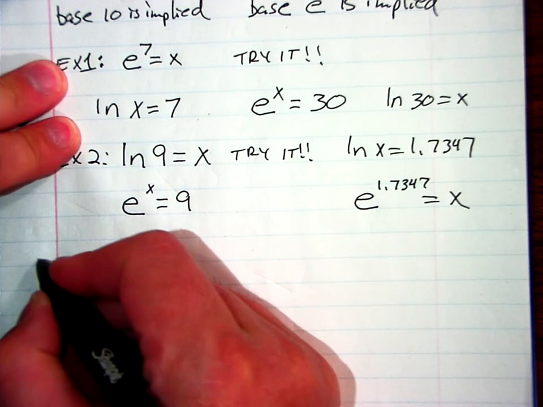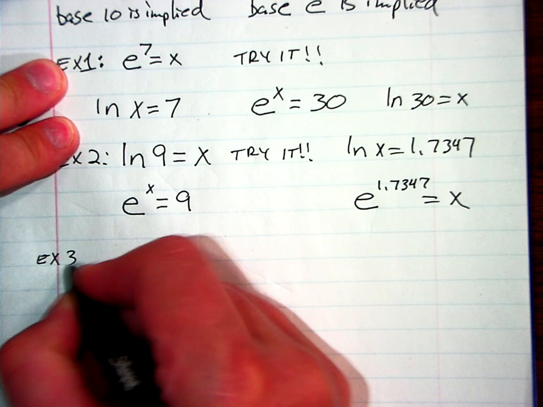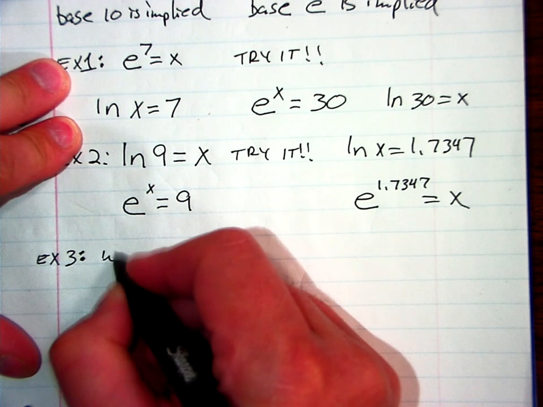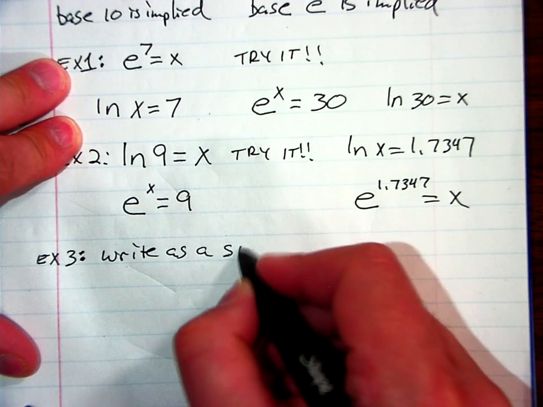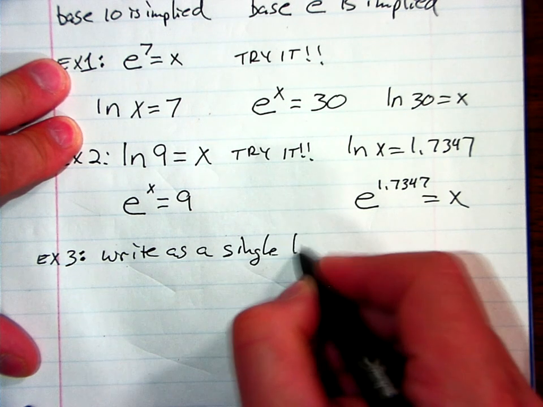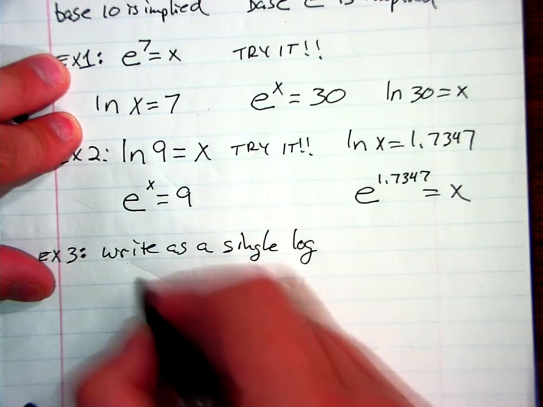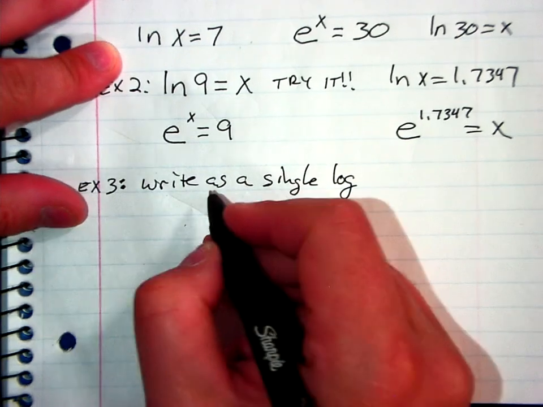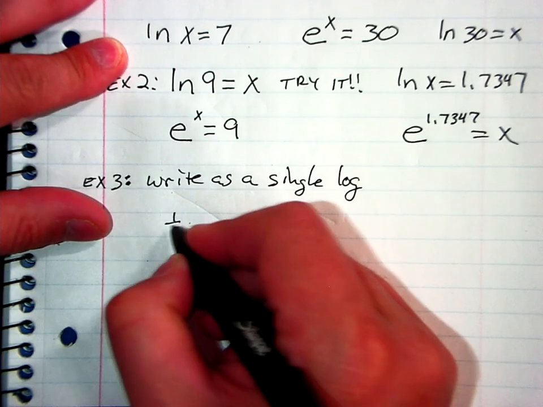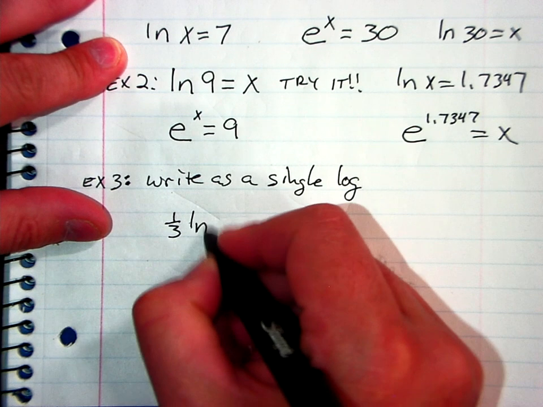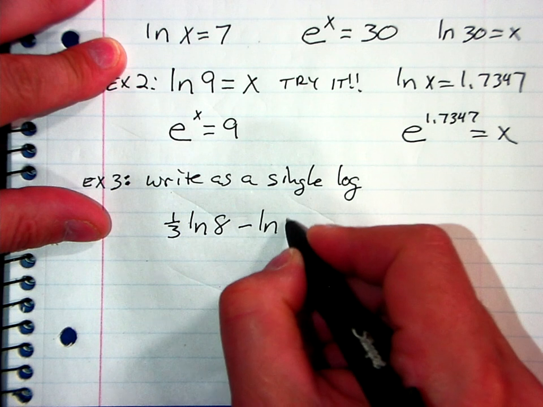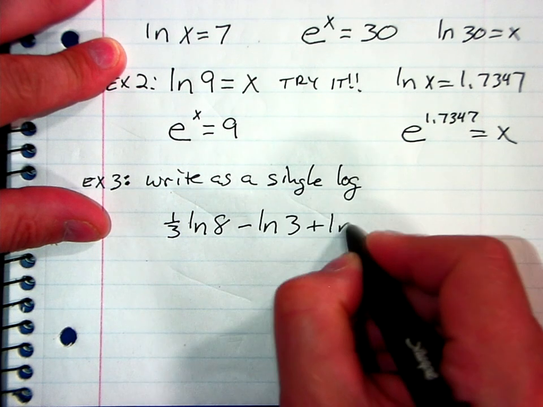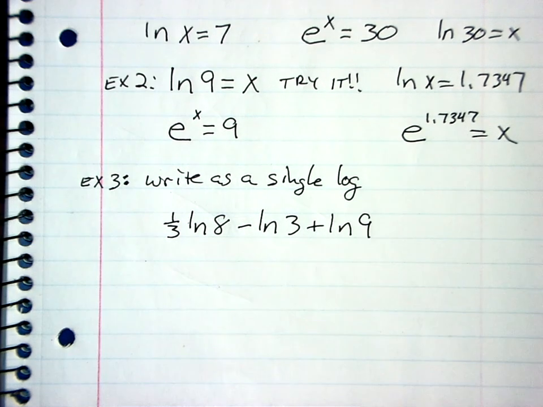All right, example 3. This one is confusing, so I need you to pay attention. Write as a single log. All right, this one's confusing. I'm not going to lie. 1/3 ln 8 minus ln 3 plus ln 9.